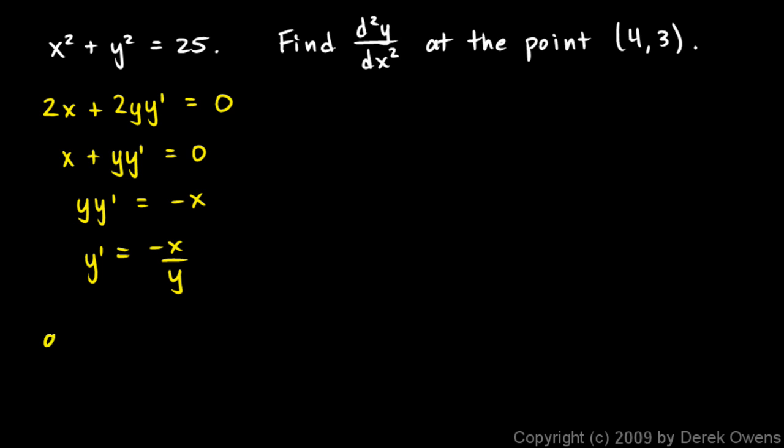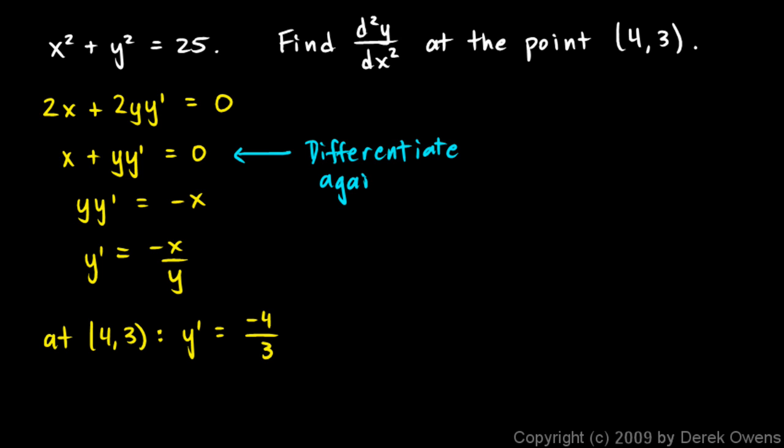So at the point (4, 3), y prime is negative 4 over 3. So that's the derivative at the point (4, 3). But we need to find the second derivative at the point (4, 3). So what I'm going to do is take this equation, I'll use the simplified version rather than this one, and I'm going to do implicit differentiation again. So I'll just make a note of that.